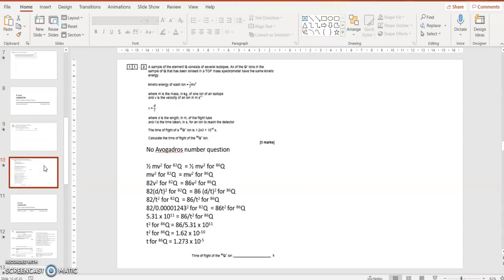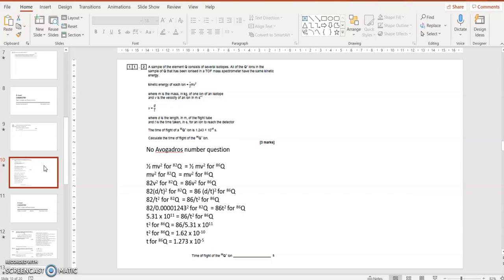Tricky question this. You don't seem to be given enough data. One clue is that you're not given Avogadro's number in the question. You're not given distance. You're not given velocity. You don't seem to be given enough data. So there's a trick to this question.